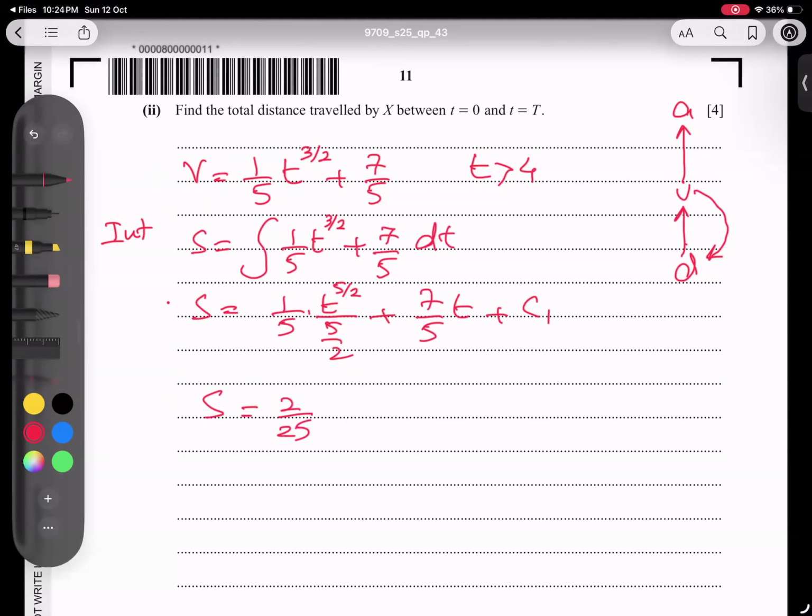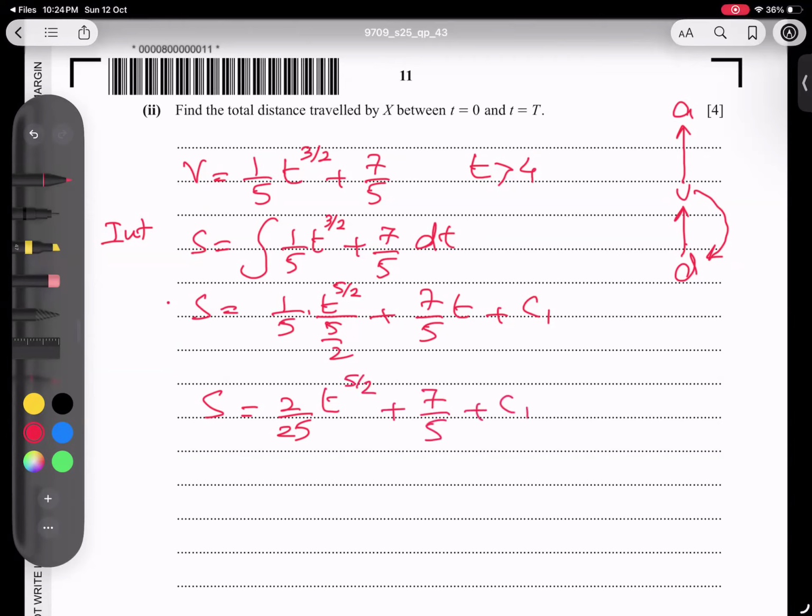Okay, 2 over 25. Then we have a... and once again I check it, 3 by 2. So 3 divided by 2 plus 1, 5 by 2. Yes, this is correct. And then into 5, so 1 over this. Okay, this is correct. Now t to the power 5 by 2, plus 7 over 5 t, plus C1.